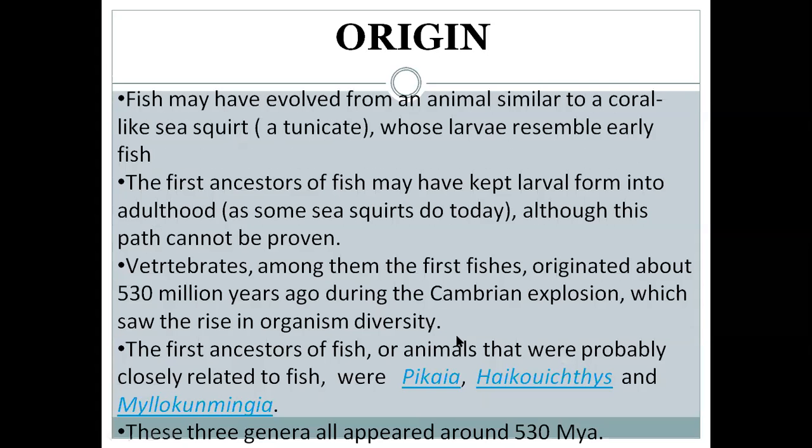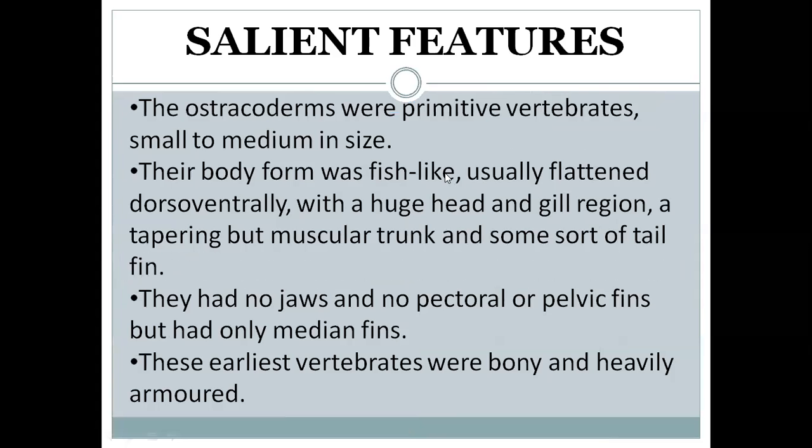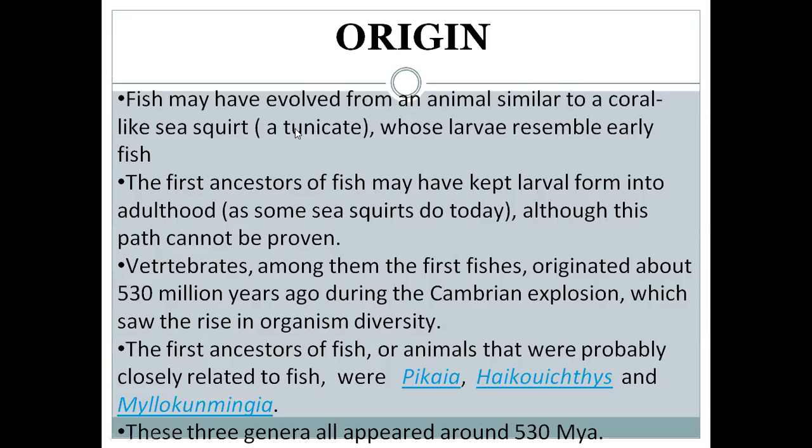Haikouichthys, Pikaia, and the third one is Myllokunmingia. So these three are the ancestor fishes, and they are thought to be ancestors of the Ostracoderms also. So what are the ancestors of the Ostracoderms? They are ancestors of all vertebrates. Even we can say that Pikaia, Haikouichthys and Myllokunmingia are also ancestors to human beings.